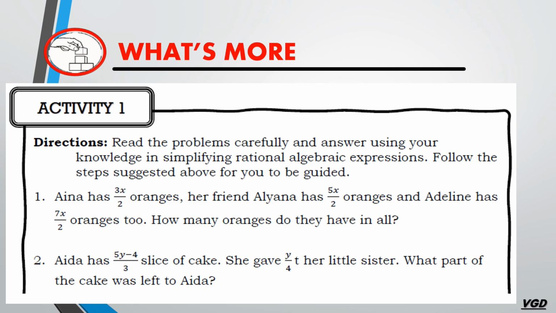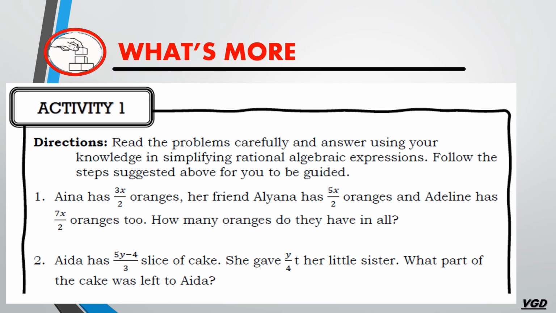Alright, so I believe you are now able to understand how to solve problems involving rational algebraic expressions. So now, I know you can already answer these problems. What's more, Activity 1. Directions: Read the problems carefully and answer using your own knowledge in simplifying rational algebraic expressions. Follow the steps suggested above for you to be guided, so don't forget those steps. And here are the problems.